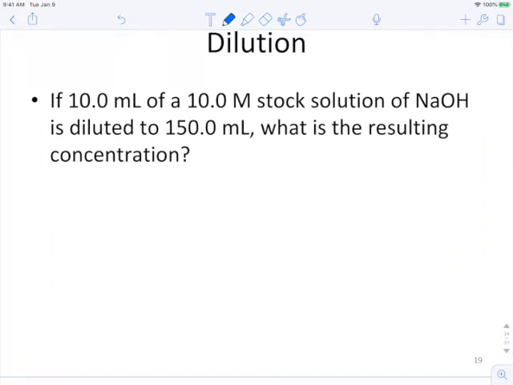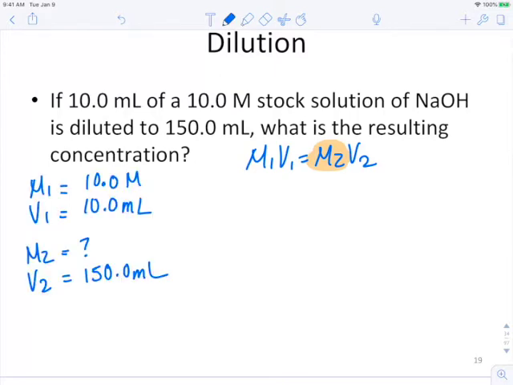All right, so here's another dilution problem. Here we have 10 milliliters of a 10.0 molar stock solution of NaOH, and it's going to be diluted to 150.0 milliliters. You're going to find the new concentration. You're using M1V1 equals M2V2. So go ahead and give this a try. What you're finding is going to be the new molarity, M2.